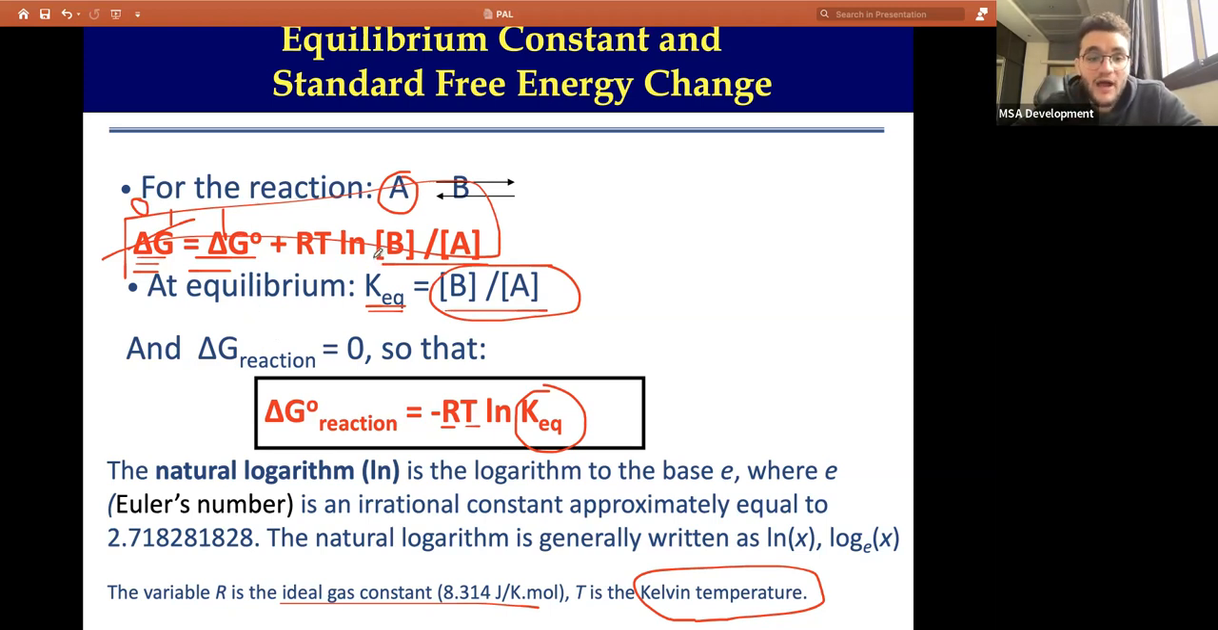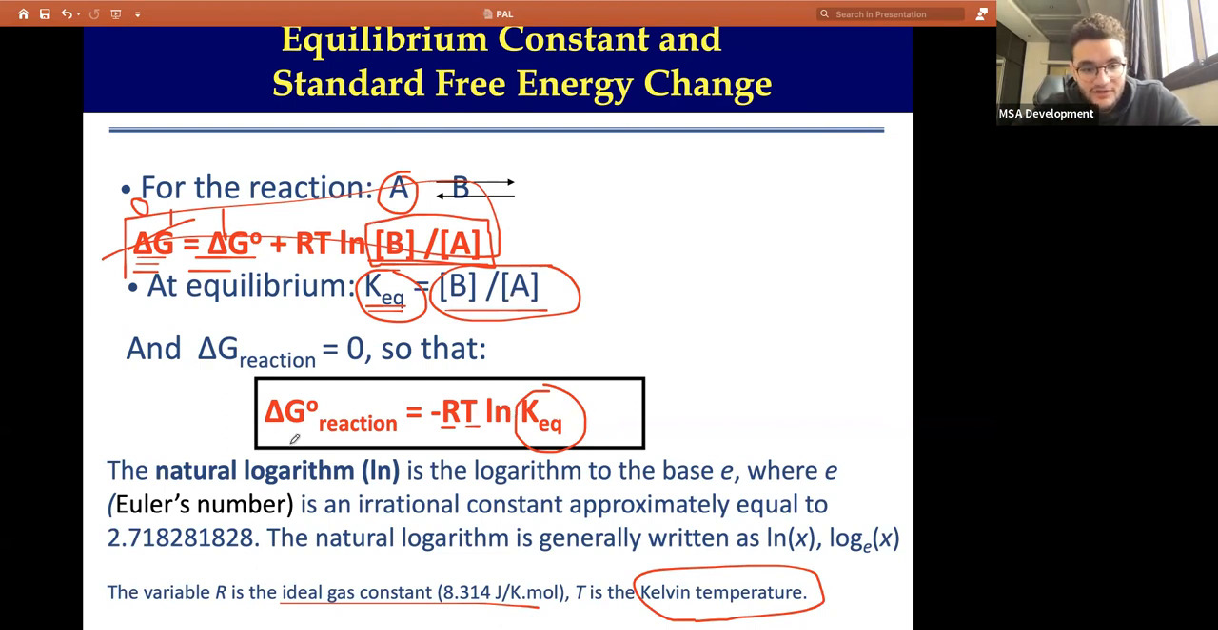At equilibrium, I can replace the concentration of B over the concentration of A with an equilibrium constant. Why is that? Because they're both going towards each other. At equilibrium, there's no net change: A is forming B, and B is forming A. So I can replace B over A with K equilibrium.